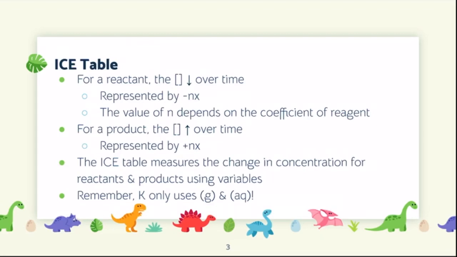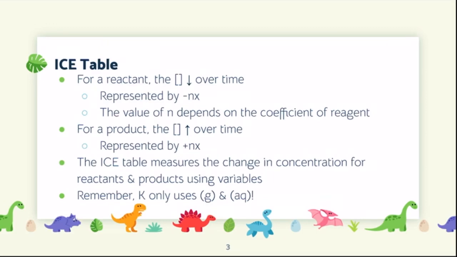So you know that for a reactant, the concentration will decrease over time as it reaches the equilibrium point. In an ICE table, that's represented by negative Nx. The value of N depends on the coefficient of the reactant or product. So if your coefficient was 2, it would be negative 2x for the reactant, and if it was 10, it would be negative 10x. For a product, the opposite is true, so the concentration will increase over time as it reaches equilibrium. In an ICE table, that's represented by plus Nx, and once again, the value of N depends on the coefficient of the product.